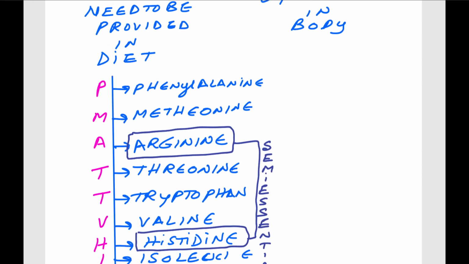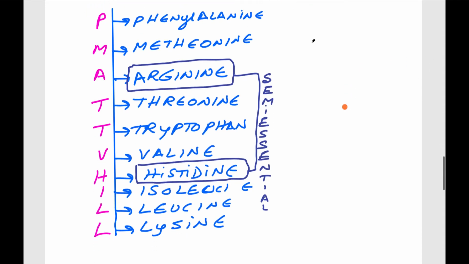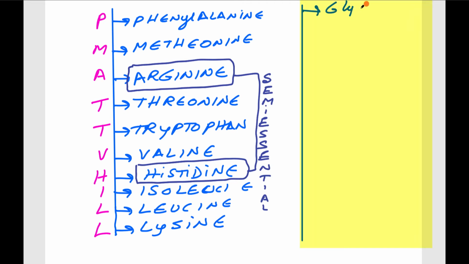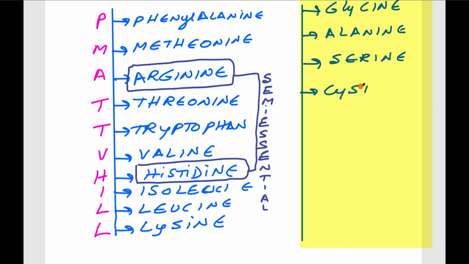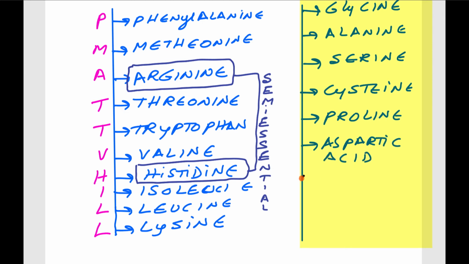Then we'll discuss non-essential amino acids, those amino acids which can be synthesized in our body. What are these? Glycine, then alanine, and serine, then cysteine, then proline, then aspartic acid, then glutamic acid.